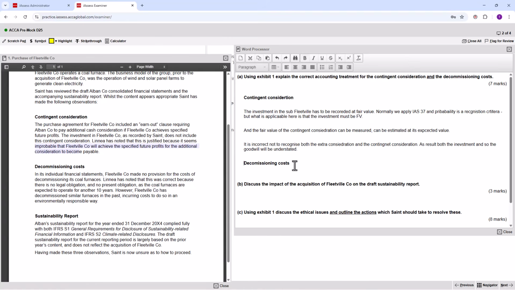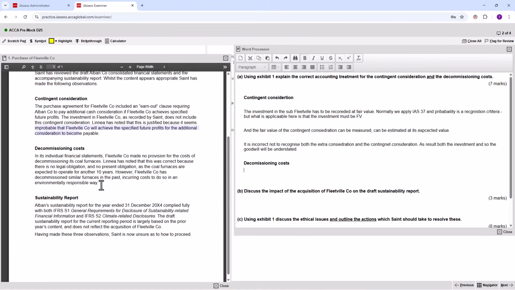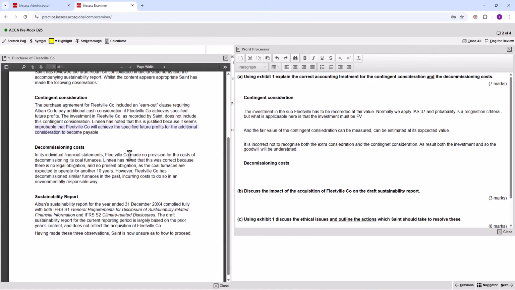And I'm now reading, and I'm now going to think about the decommissioning. Now, in the individual accounts, Fleetville, who is the subsidiary, has made no provision for the cost of decommissioning the coal furnaces. Decommissioning means cleaning up. Decommissioning means restoration. Decommissioning means at the end of the asset's life, in order to put the asset out of use, money is spent cleaning it, disassembling it, whatever. And coal furnaces are dirty.